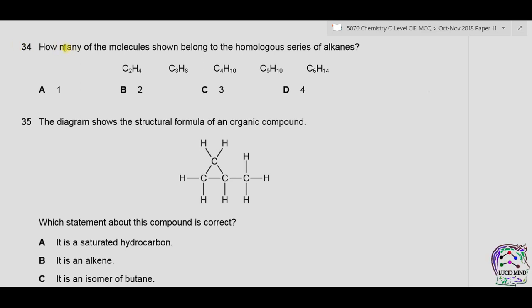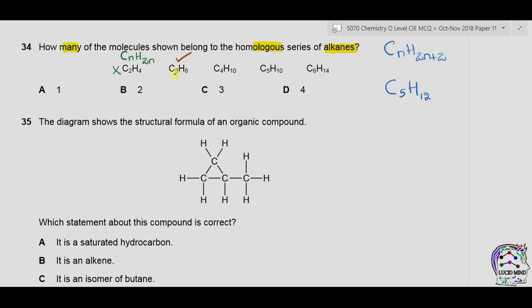Question 34. How many of the molecules shown belong to the homologous series of alkanes? The general formula for alkanes is CnH2n+2. It means if we have 5 carbon atoms, then hydrogen will be 5 times 2, 10, plus 2, 12. First one is C2H4. This is an alkene because it comes under the general formula CnH2n. This is not an alkane.